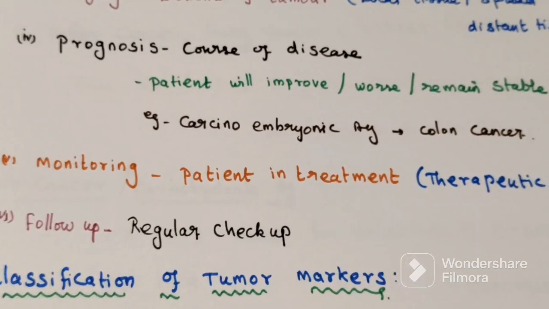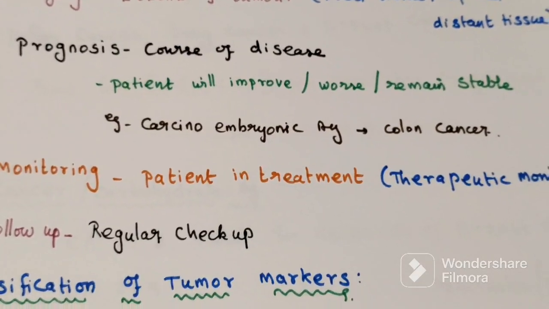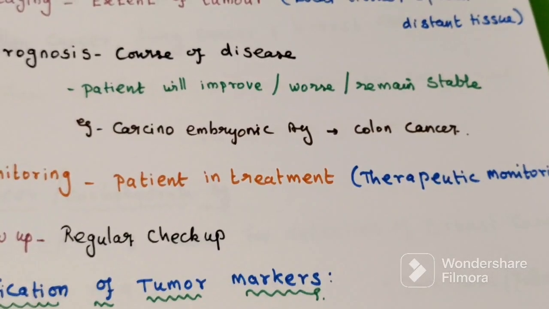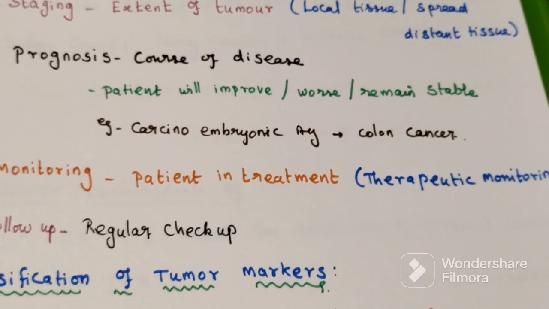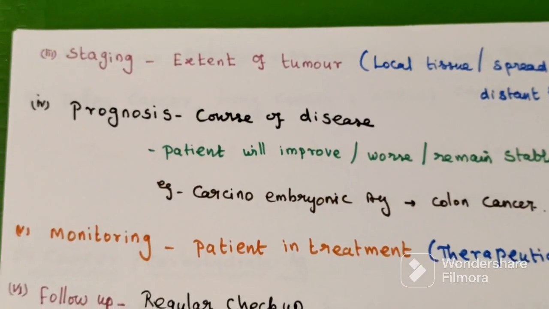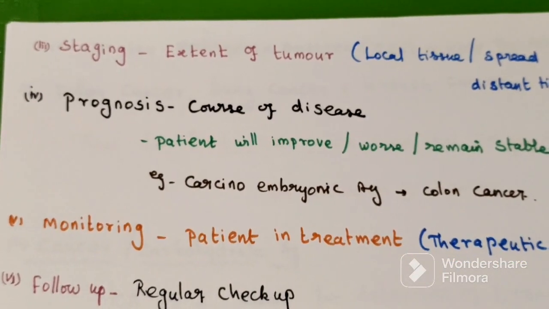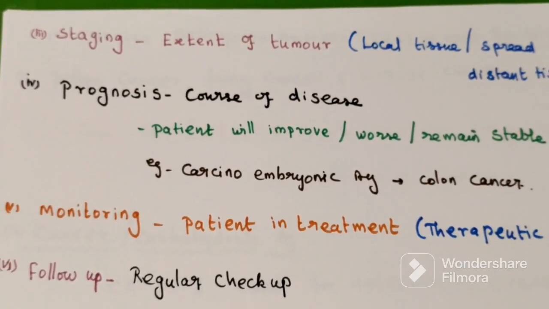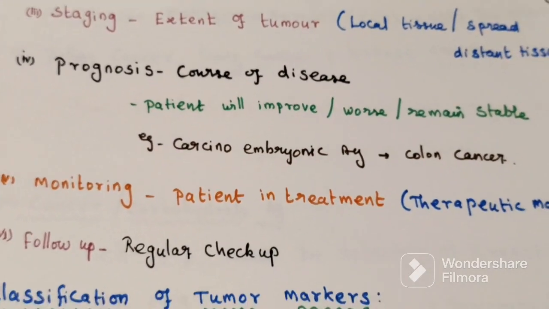The next one is monitoring, monitoring of the patient in treatment. Therapeutic monitoring of the tumor can be done with the help of tumor markers. So the third one is staging, which tells about the staging of cancer. Then prognosis tells about the life of the patient. The next one is monitoring, therapeutic monitoring.